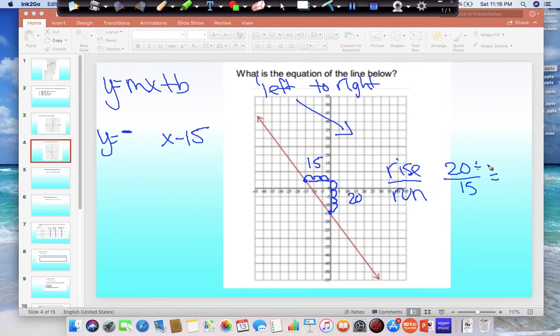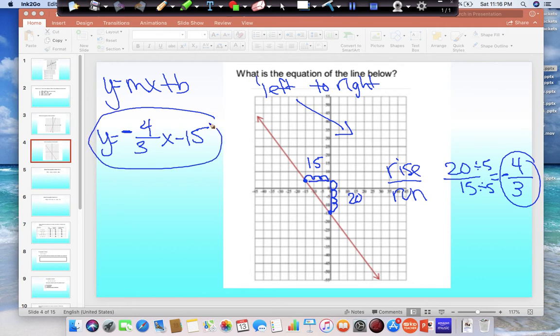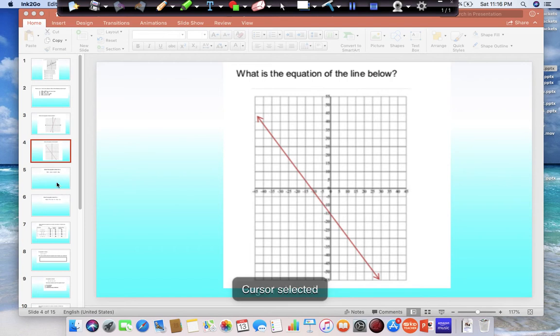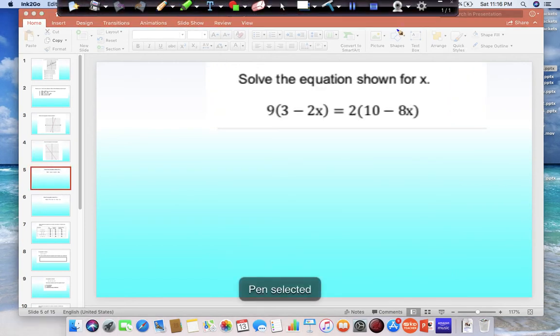This can be reduced because you can divide both of these by 5. 20 divided by 5 gives us 4, and 15 divided by 5 gives us 3. So remember it's going to be negative because our line is moving down. So our answer is -4/3 x minus 15. You could have left it y equals -20 over 15x minus 15, and that would have been correct as well. But it's always better to reduce if you can. Make sure if you are reducing that you are reducing correctly.